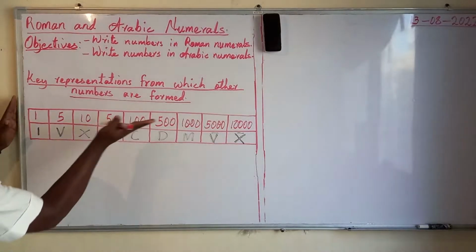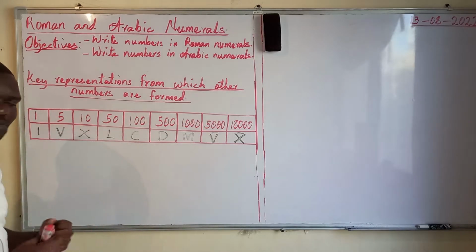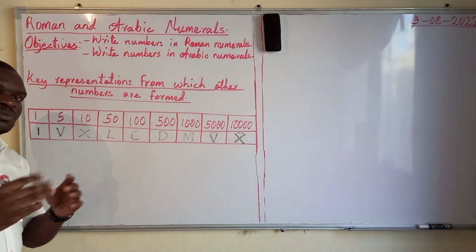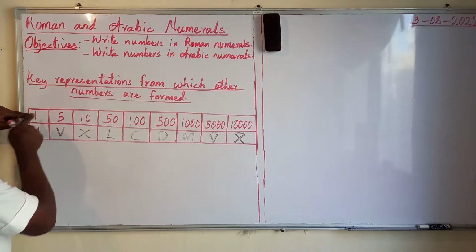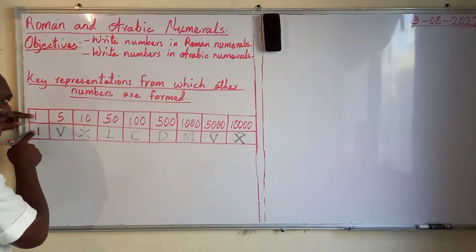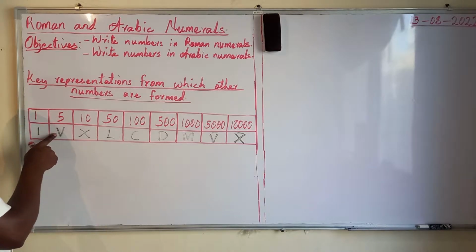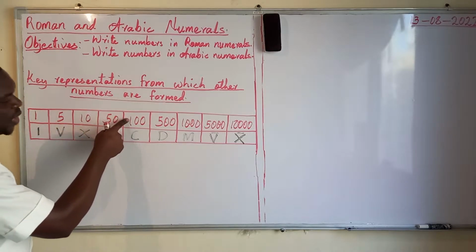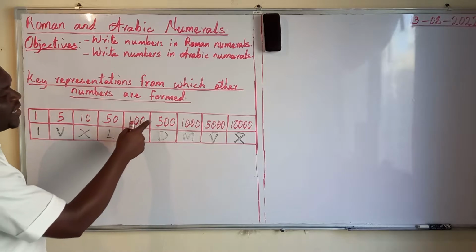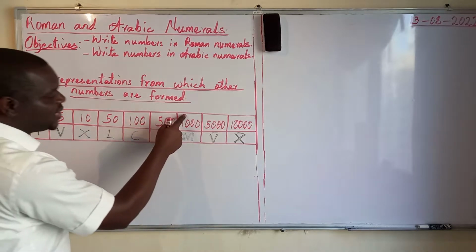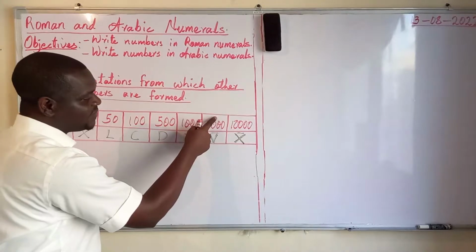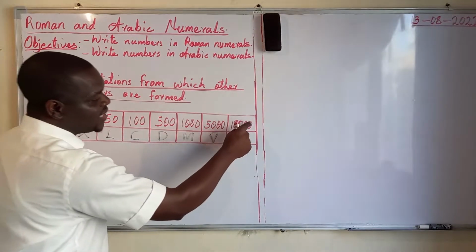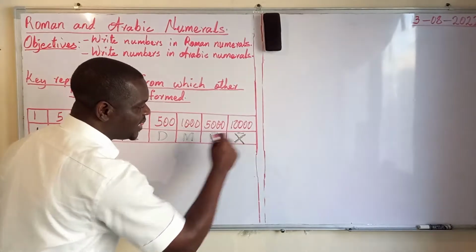The first one above in red, we have Arabic numerals, and in black, we have Roman numerals. 1 in Arabic numerals is represented by the letter I. 5 is represented by V, 10 by X, 50 by L, 100 by C, 500 by D, 1000 by M, 5000 is represented by V and a bar, and 10,000 is represented by X and a bar.